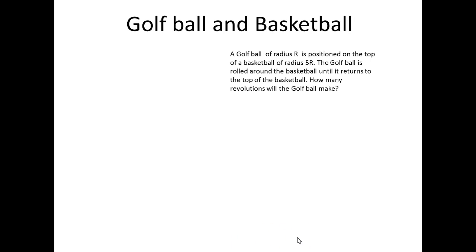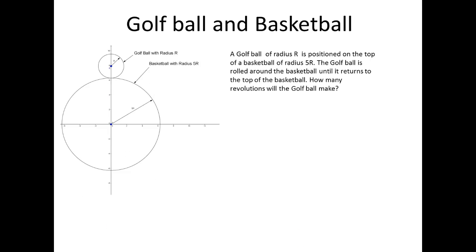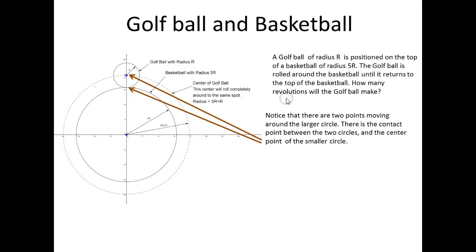We have a golf ball of radius r positioned on top of a basketball of radius 5r. So here's our golf ball. It has a radius of r and is at the top of a basketball with a radius of 5 times r. The golf ball is rolled around the basketball until it returns to the top of the basketball. How many revolutions will the golf ball make? This is what we're doing. We have this golf ball and we're going to roll it all the way around the basketball.